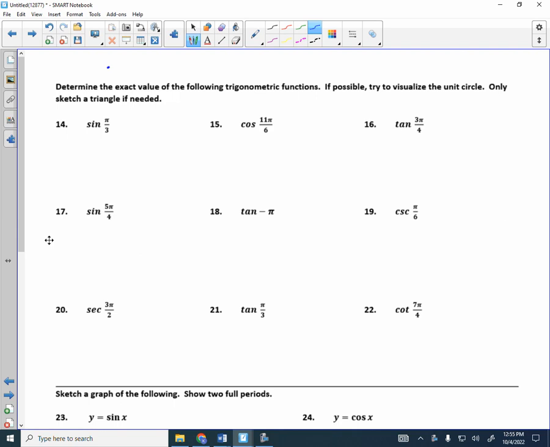Okay, Ava, why don't you pick one of these, 14 through 22. Just pick one. 15. Great, we're going to do 15. Cosine of 11 pi over 6. So that would be kind of putting it all together, being able to come up with this piece. 11 pi over 6. What is pi over 6? 30 degrees. So what's 11 of those? 330. So we're looking at 330 degrees.